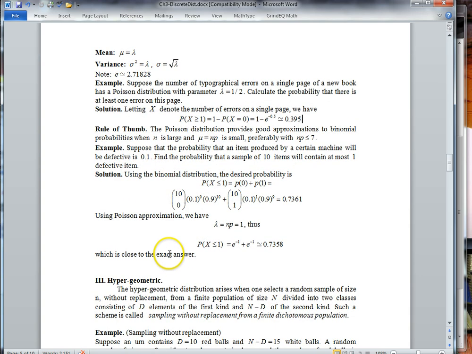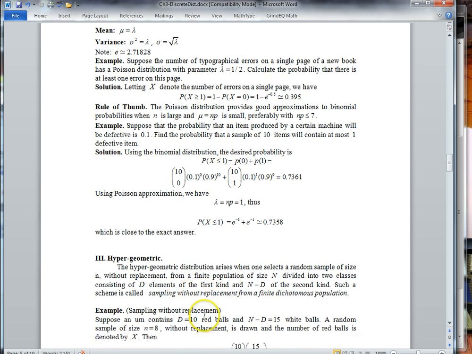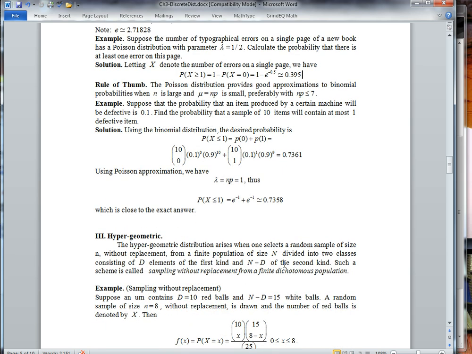The hypergeometric distribution really arises when one selects a random sample of size n, say, without replacement. So you have a box, or we talk about a population of size N. When the population has two groups, either success or failure, we call them in this case first kind and second kind. So you have d elements of the first kind, N minus d elements of the second kind. The scheme is called sampling without replacement from a finite dichotomous population. So if you sample with replacement, you will get the binomial distribution.